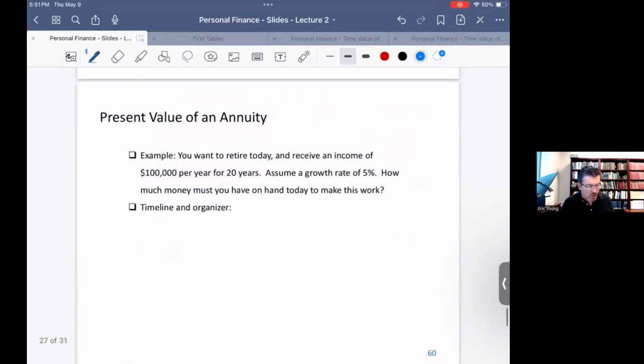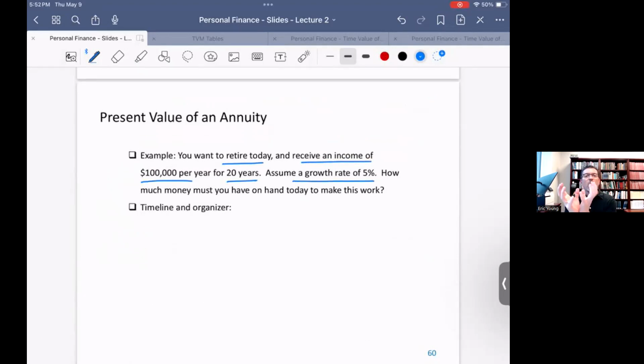Example: you want to retire today. You want to receive an income of $100,000 per year for 20 years. You're going to have your money grow at 5% in retirement. Let me take a pause right there.